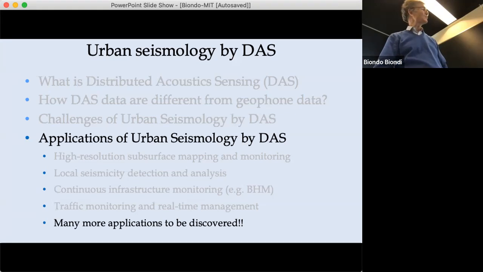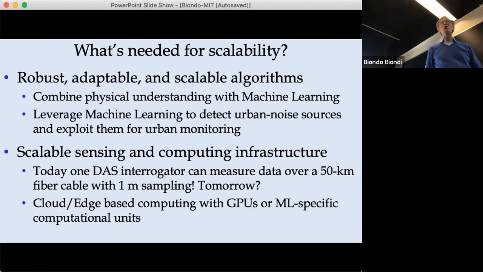Well, I would say that this is really a talk prepared for students. There is almost an infinite amount of applications that you can think about. So many more applications will be discovered by you. And what do we need? Scalability. We do need a robust, adaptable and scalable algorithm.